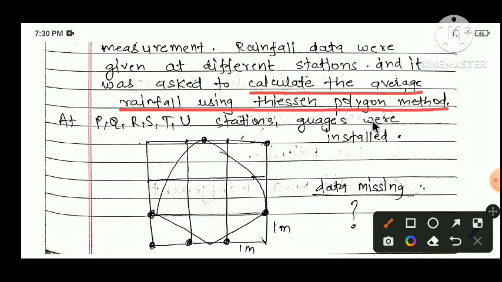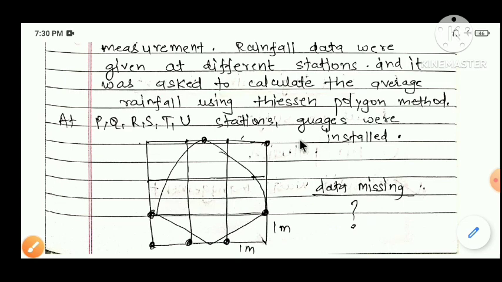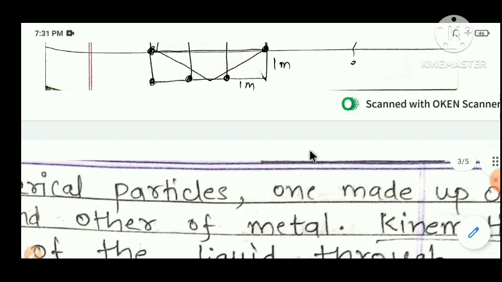Okay, there are a total of three methods to calculate the average rainfall, and among them they have asked the Thyssen polygon method. Again, there is some missing data in the question. There were 6 to 7 stations where gauges were installed to measure the rainfall, and a similar pattern was there for how the stations were located. Due to improper or missing data, we cannot calculate the exact value. Similar things were there in the question paper.